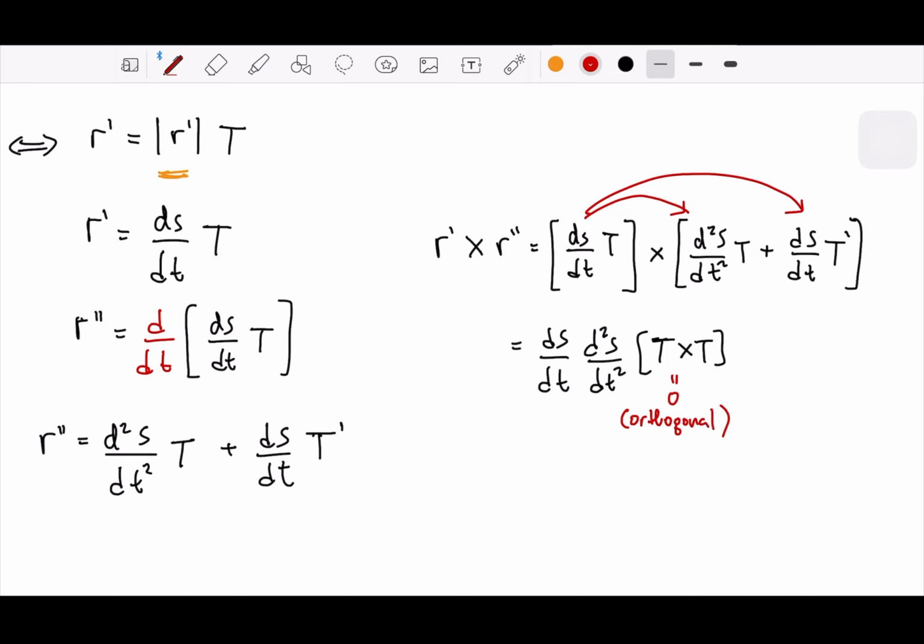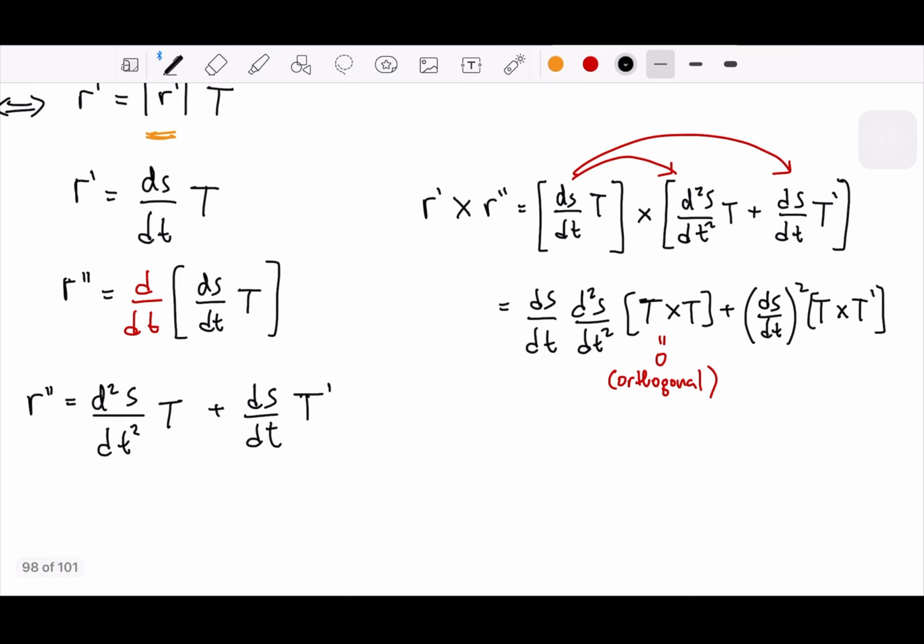It's orthogonal. Actually, it's not orthogonal. It's because it's crossing its own line. So sorry, it's not orthogonal. And then t cross t prime.